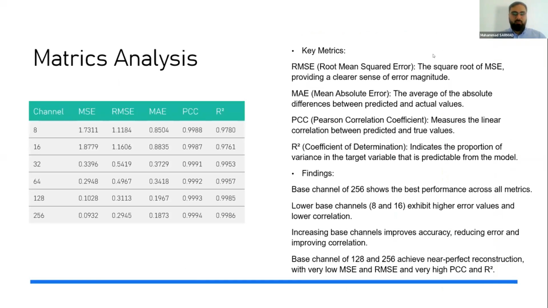metrics. Lower base channels 8 and 16 exhibit high error and low correlation. Increasing the base channel improves the accuracy, reducing the error and improving correlations. The base channels of 128 and 256 achieve nearly perfect reconstruction with very low mean square error, root mean square error, and very high precision, correlation and R square values.